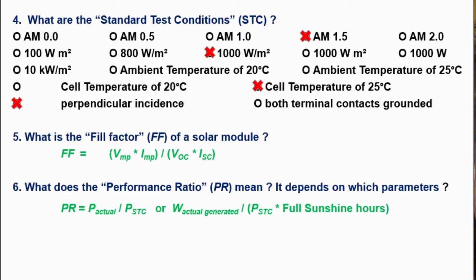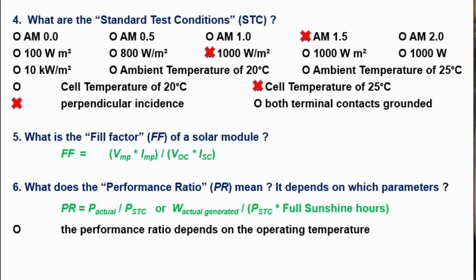So it's usually below 1, in the vicinity of 0.9 for the case of Germany. If you have really high temperature, for example in the tropics, the weak light effect is less, but the temperature effect is quite high. So sometimes you have then a performance ratio in the vicinity of 0.85. You can also calculate it via the actual energy being generated, divided by the power under standard test conditions times the full sunshine hours during a year, then you should come to about the same performance ratio.